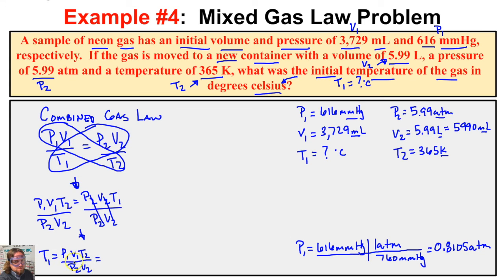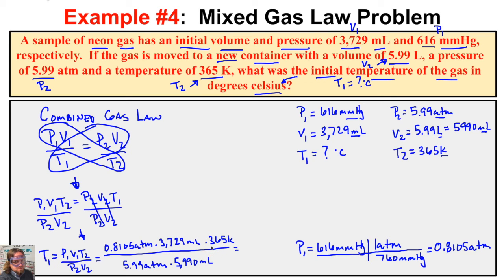And so in this problem here, let's take a look. What is P1 going to equal? It looks like that's going to equal 0.8105 atmospheres times V1, if we take a look, 3,729 milliliters, times T2, if we take a look, 365 K, all divided by P2, which is 5.99 atmospheres, times V2, which is going to be 5,990 milliliters. Holy smokes, a lot going on here.